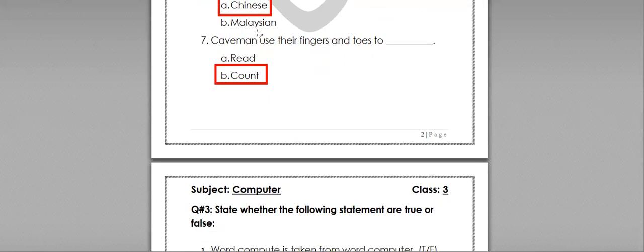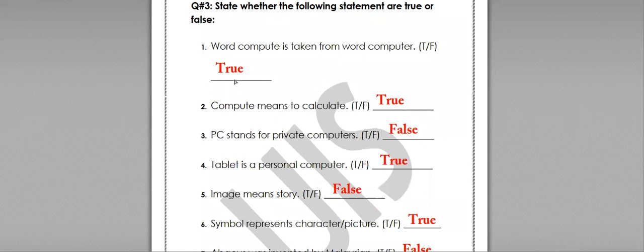Moving ahead to the next page, question number 3. You have to tell whether the following statements are true or false. The word compute is taken or derived from the word computer. It's true. Compute means to calculate. PC stands for private computers. No, it's false because PC means personal computers. Tablet is a personal computer. It's true. Image means story. It's false.